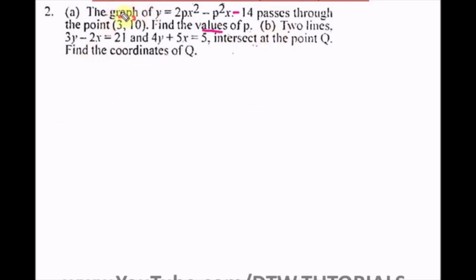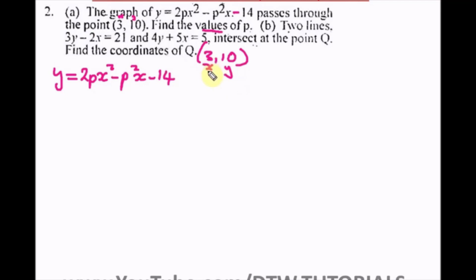All right. Okay, so we have this graph: y is equal to 2px squared minus p squared x minus 14. Okay, passes through the point 3 and 10. So we have 3 and 10. And this is x and y. So let us put in the value.